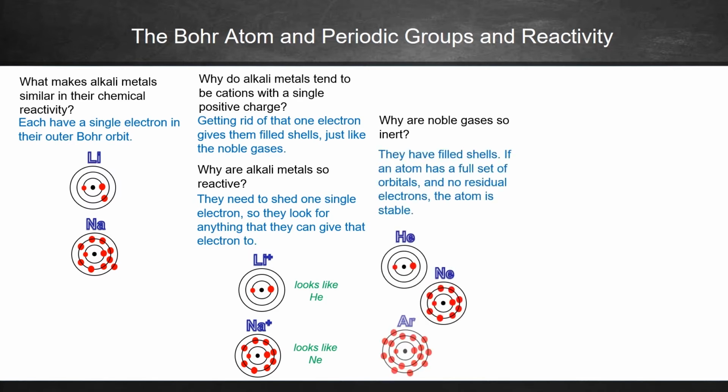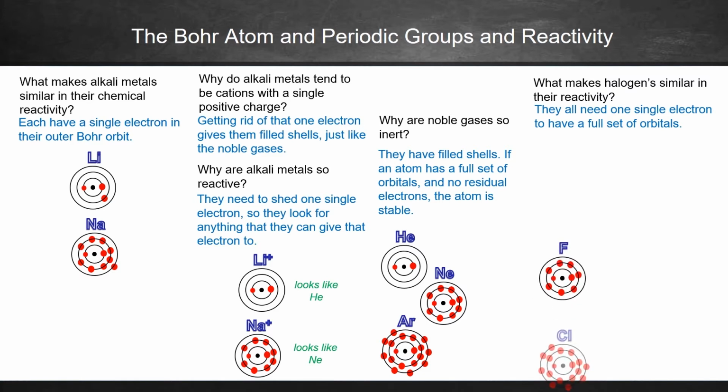So it follows that we can now address the question, why are noble gases so inert? Well, they have filled shells, and that must be one of the important goals of atoms if they want to be stable and unreactive. So if you have a full set of orbitals and no residual electrons, you must be pretty stable and happy.